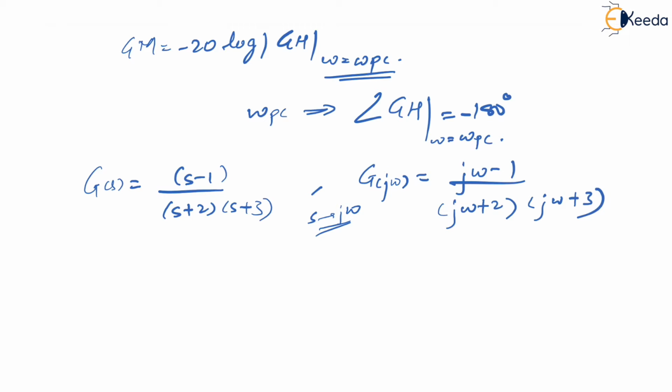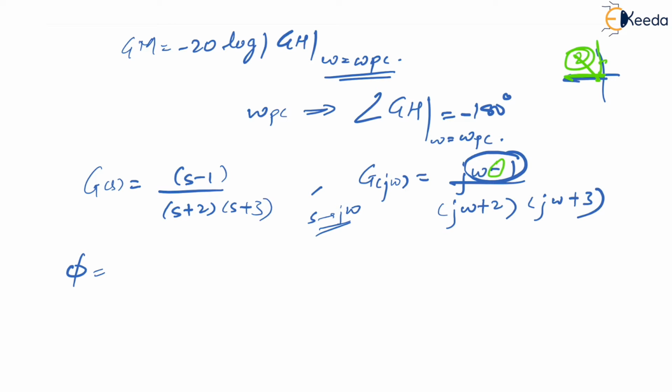Now if I try to find the phase, how do I do that? Phase phi is equal to how much? If you see the numerator, which quadrant is it in? The real part is negative and the imaginary part is positive, which means definitely it is in the second quadrant. So it becomes 180 degrees minus tan inverse of omega. Is that correct? 180 degrees minus tan inverse of omega, because it is in the second quadrant.